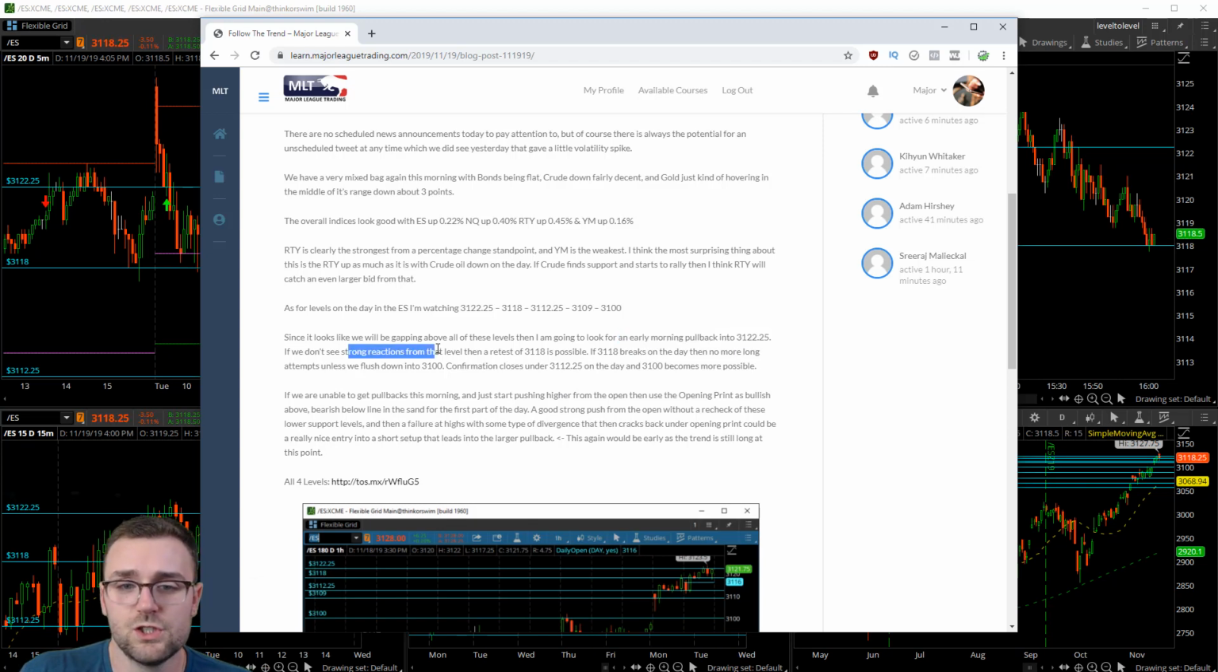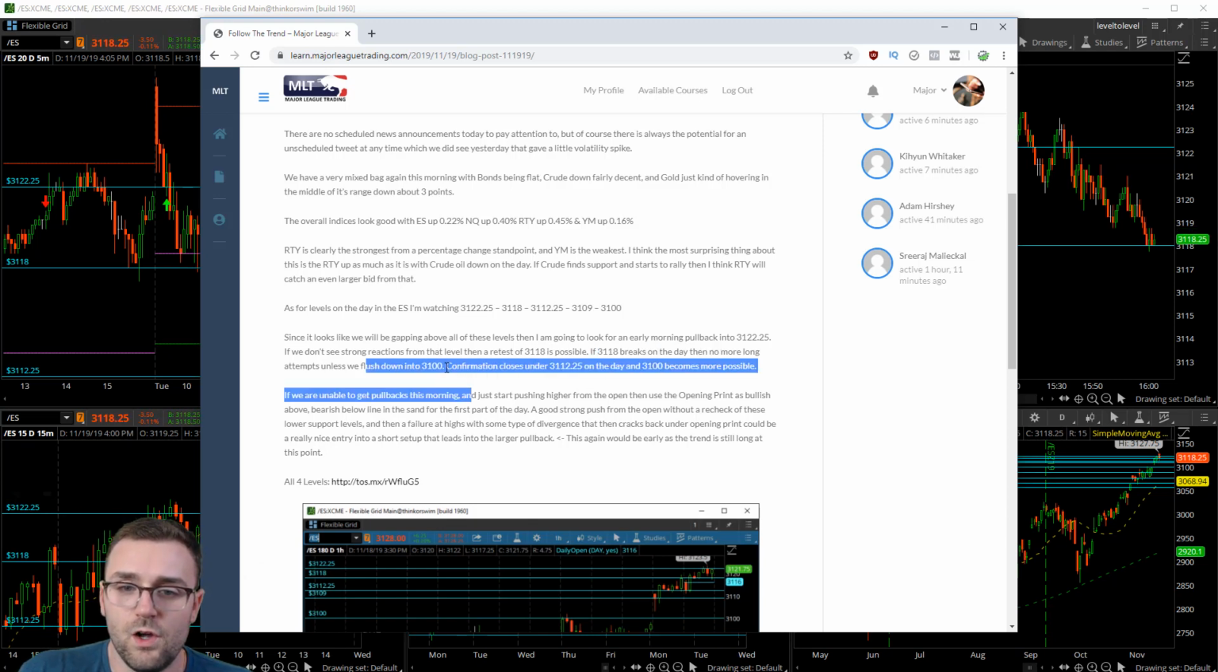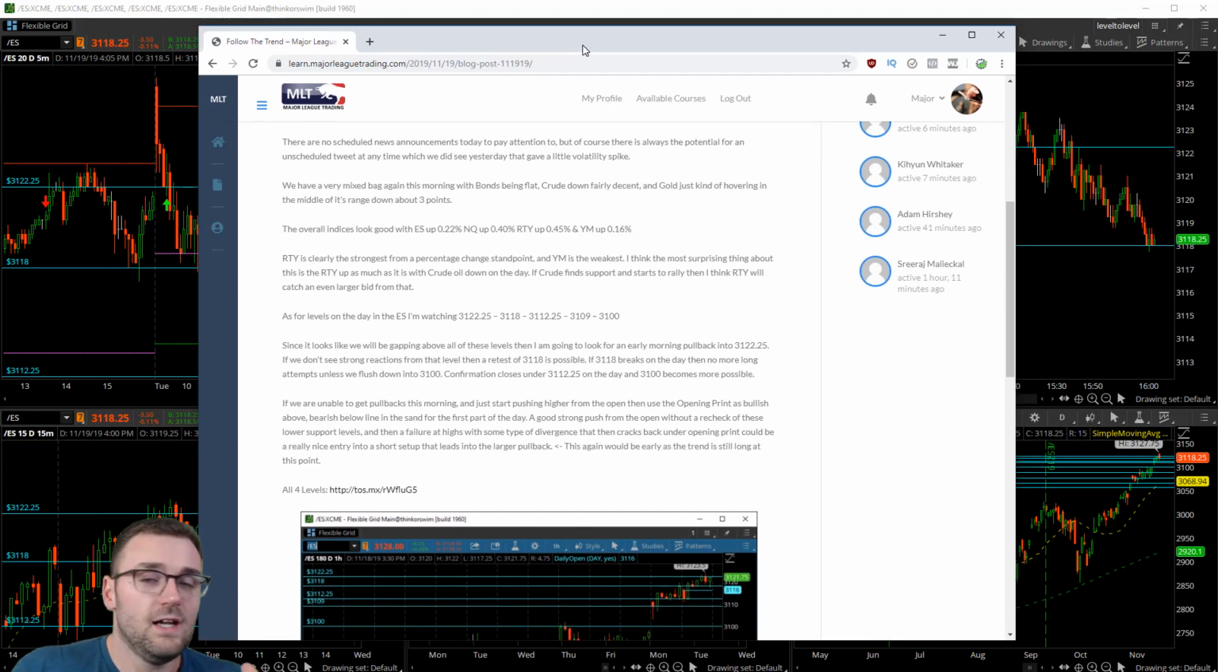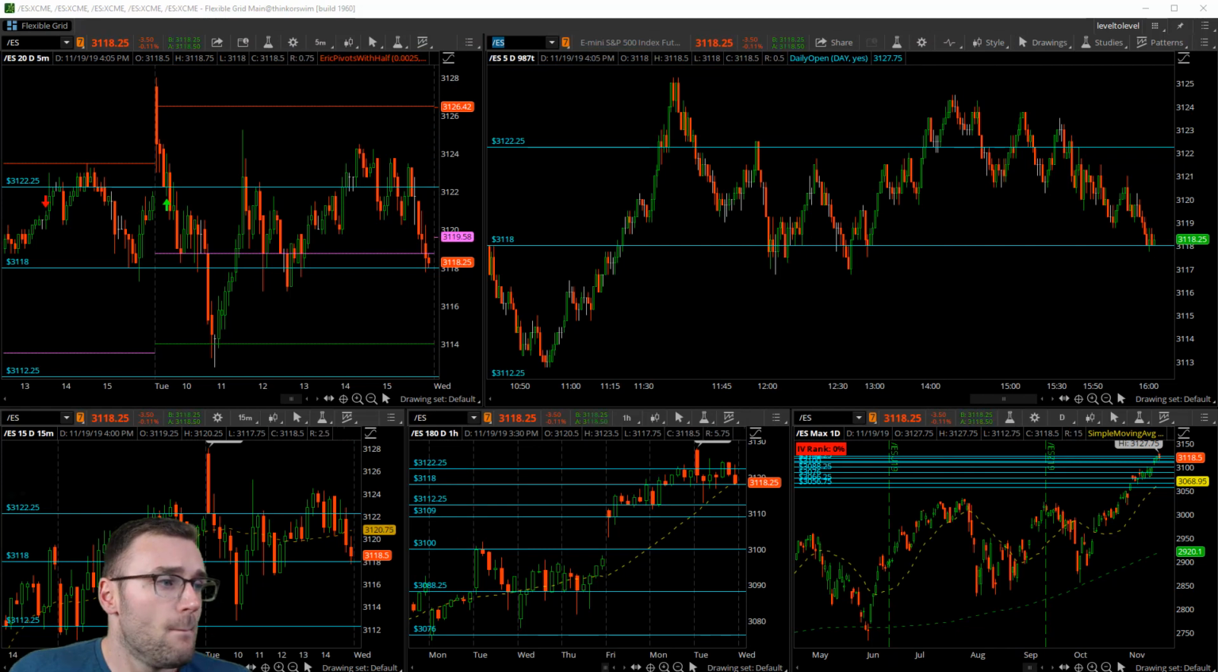If we don't see a good strong reaction from that level, then 3118s is possible. If 3118s break, then no more long attempts until we flush down into 3100. Again, that's specifically for the S&Ps. I didn't trade in the S&P futures today. But what I did trade is the USD CAD markets.